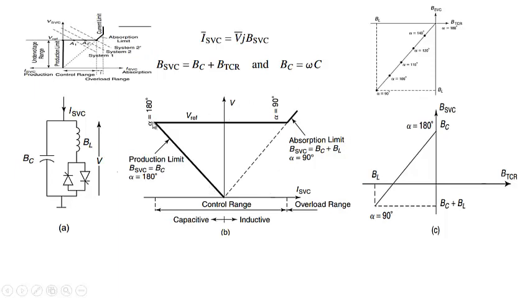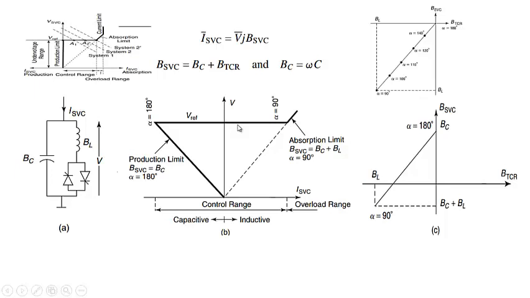This is the protection limit, this is the control range, this is the absorption limit at alpha equal to 90 degrees. Here BSVC is equal to BC plus BL. Here BSVC is equal to BL. This is the capacitor range, this is the inductor range, this is the total control range. This is for the overload case.